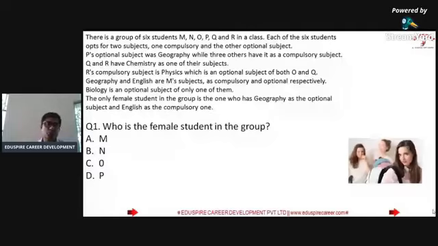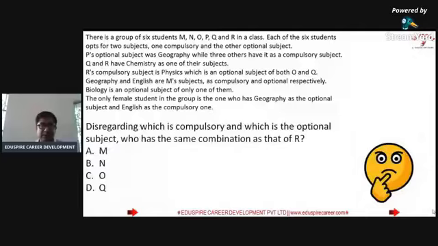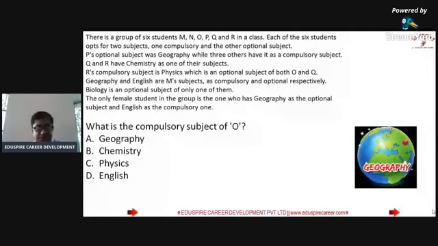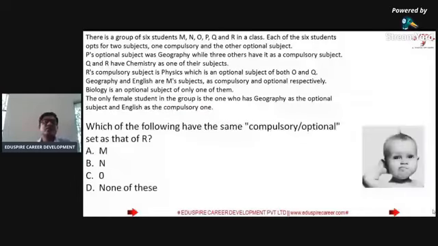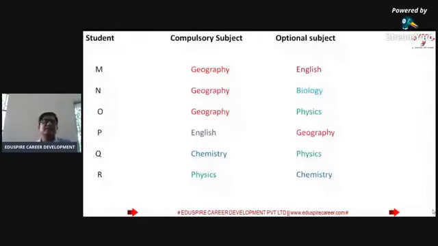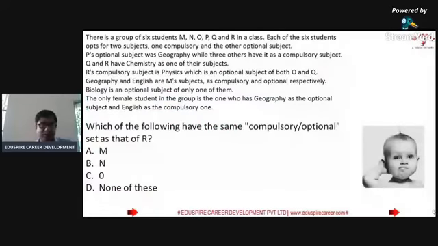Coming to question number 2, what is the compulsory subject of O? The compulsory subject of O as per the table is geography. So geography will be my correct answer. That is option A. Next, which of the following have the same compulsory and optional set as that of R? R has the compulsory subject as physics and optional subject as chemistry, and we are finding that there is no other person who has physics as the compulsory subject and chemistry as the optional subject. So the correct answer here will be none of these. Hope you have understood this.